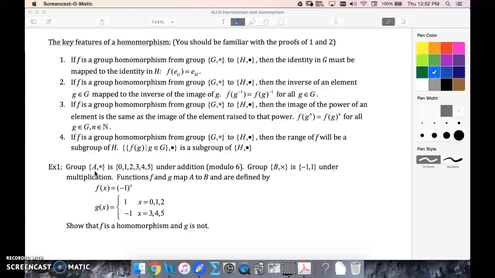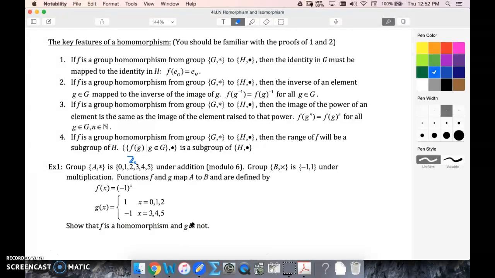We've got our group A: 0, 1, 2, 3, 4, 5. So, of course, we could also think of that group as our Z6, under addition mod 6. Group B is just negative 1 and 1 under multiplication. So we've got our two groups with their set of values and their operations. And now we've got two functions. We're showing that F is a homomorphism and G is not.